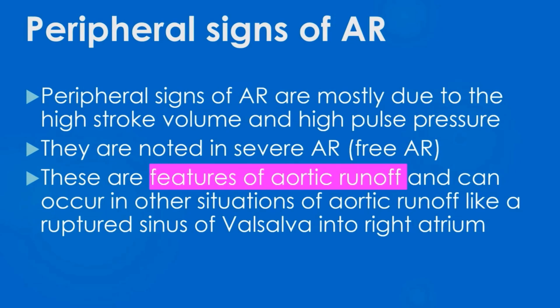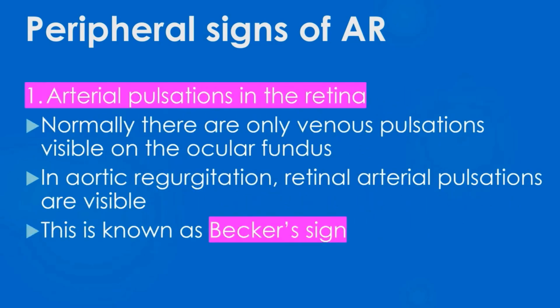Peripheral signs of aortic regurgitation are mostly due to the high stroke volume and high pulse pressure. They are noted in severe AR called as free AR. These are features of aortic runoff and can occur in other situations of aortic runoff like a ruptured sinus of Valsalva into right atrium. Now we will review the peripheral signs of AR.